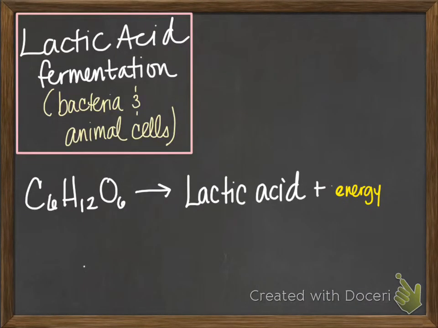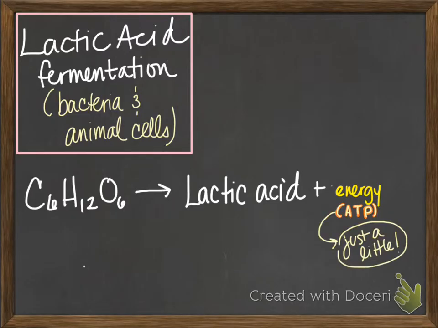What about lactic acid fermentation? This is a form of cellular respiration performed without oxygen by bacteria and some animal cells. So those cells are able to take glucose, C6H12O6, and break it down, producing lactic acid as a byproduct, and energy. Energy in what form? Right, ATP. Unfortunately, just a little bit of ATP. Kind of like alcoholic fermentation, lactic acid fermentation is not going to get a cell a lot of ATP, but some ATP is better than no ATP.